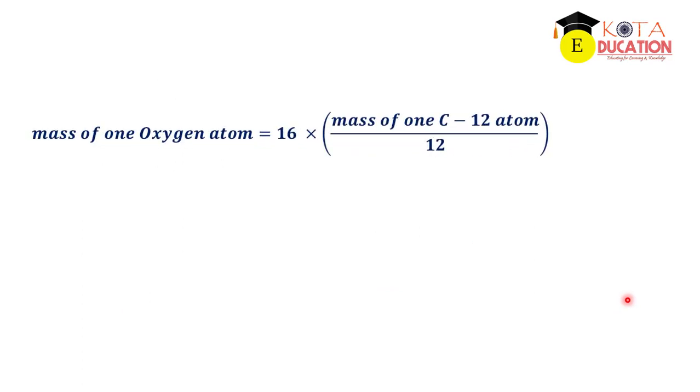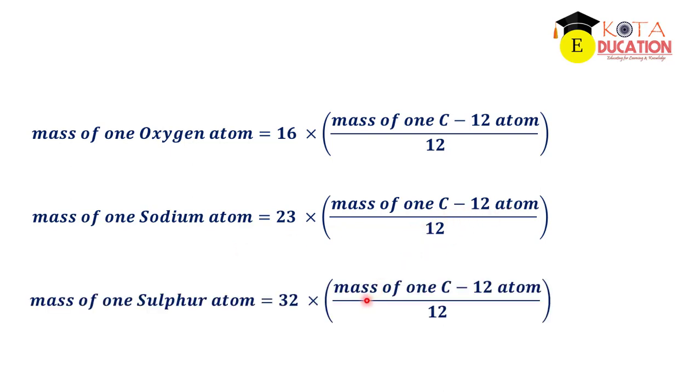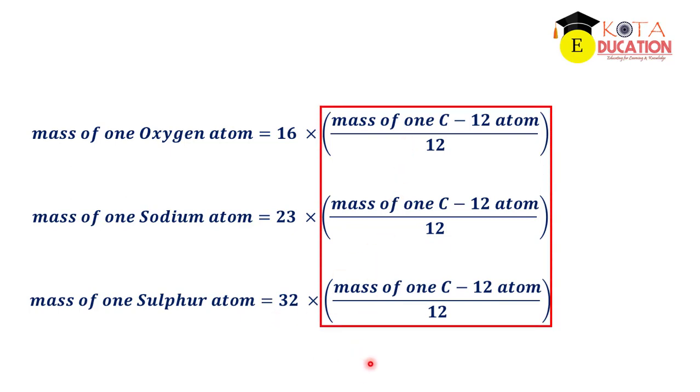Switching over, here what we are learning is that it was found that the mass of 1 oxygen atom was 16 times the mass of 1 carbon-12 atom divided by 12. Similarly, the mass of 1 sodium atom was 23 times the mass of 1 carbon-12 atom divided by 12. Similarly for sulfur, it is 32 times. Now observe one thing carefully. The mass of 1 carbon-12 atom divided by 12 is repeated many times.